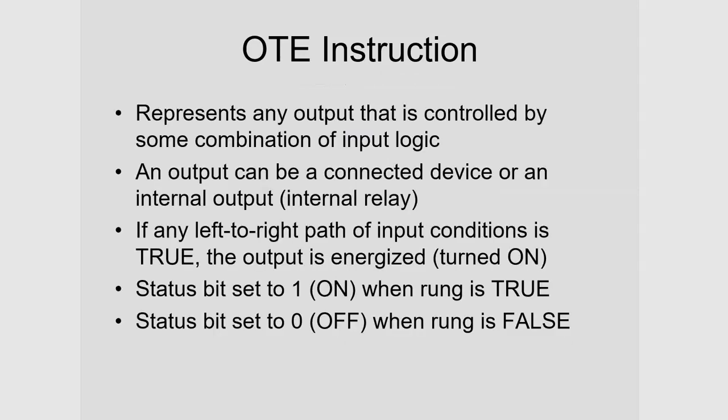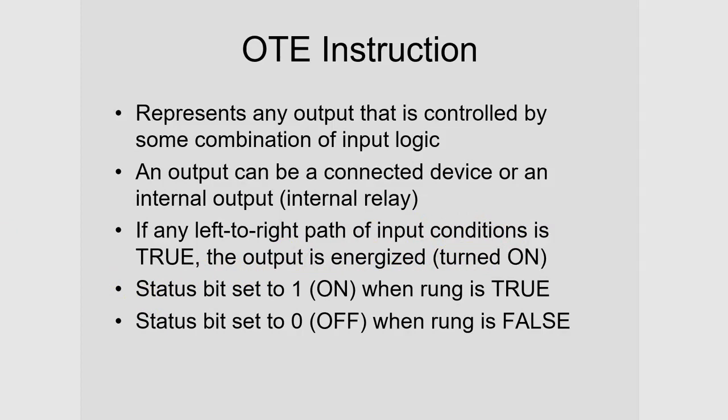Well, here is the set of instructions, or how the output energize instruction operates. Again, we can use this to represent any output that's controlled by some kind of input logic. So, as I said before, it could be a relay coil, it could be a light bulb, it could be whatever it is you're controlling, motor. And so this is also bit oriented. And here, this is important. It says if any left to right path of input conditions is true, the output energize is turned on.